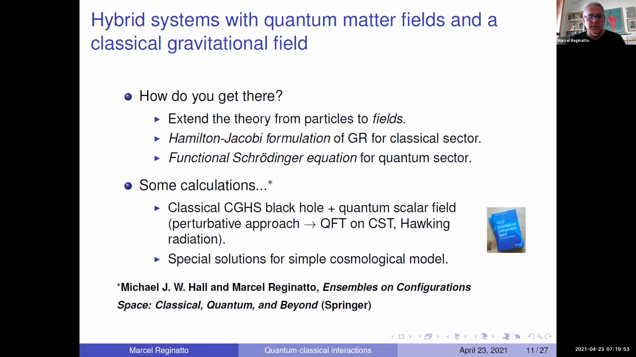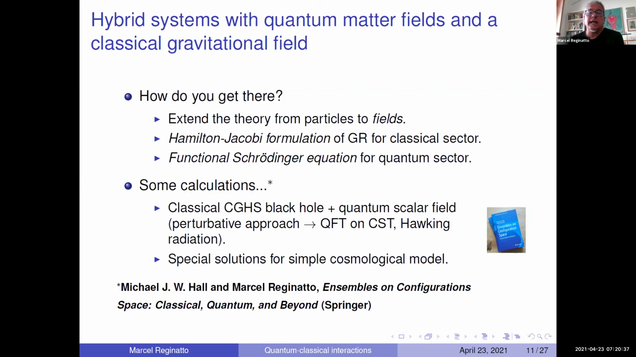So just a few words on application to gravity. This formalism can also be extended to fields, and you can look at a classical gravitational field interacting with quantized matter. To get there, you basically have to extend this formalism from particles to fields. Where before you had the Hamilton-Jacobi equation for particles, now you have to use the Einstein-Hamilton-Jacobi equation. And for the quantum sector, you typically have to use the functional Schrödinger equation in these other variables.